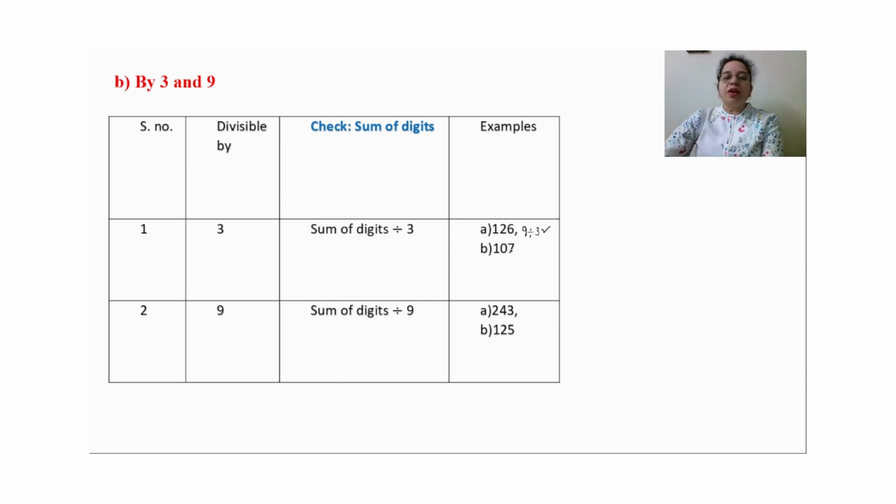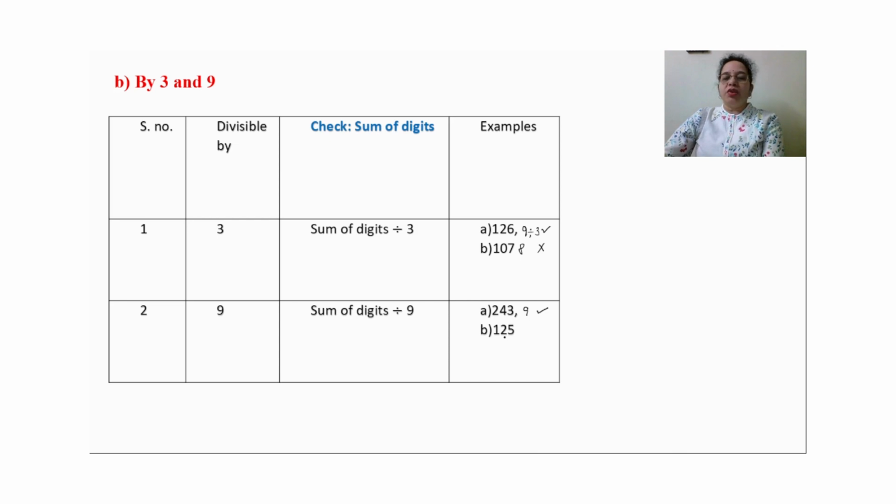Now 7 plus 1, 8. The number is not divisible by 3. So 107 is not divisible by 3. Now here also we will find the sum of digits. So 2 plus 4 will give you 6. 6 plus 3 is 9. 9 is divisible by 9. So 243 is divisible by 9.